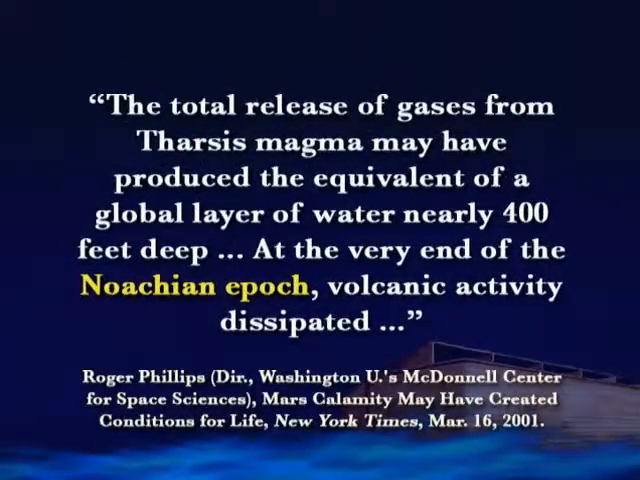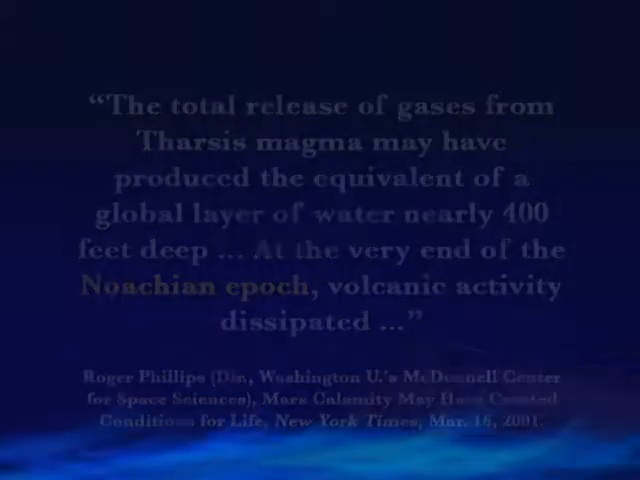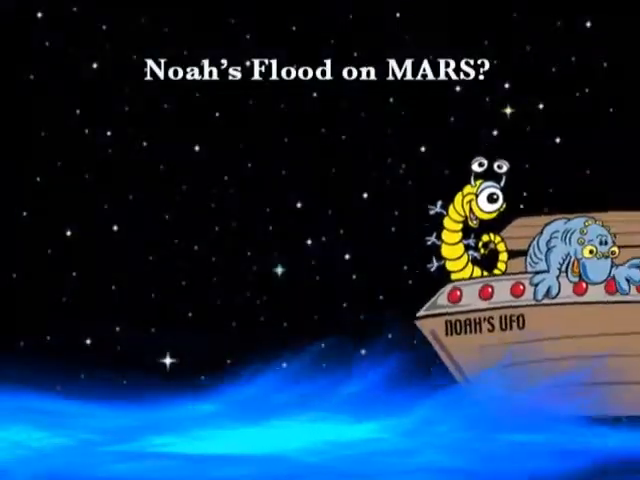The total release of gases from Tharsis magma may have produced the equivalent of a global layer of water nearly 400 feet deep. At the end of the Noachian epoch, they even call this after Noah's name. Volcanic activity dissipated. But they've got the flood on the wrong planet.